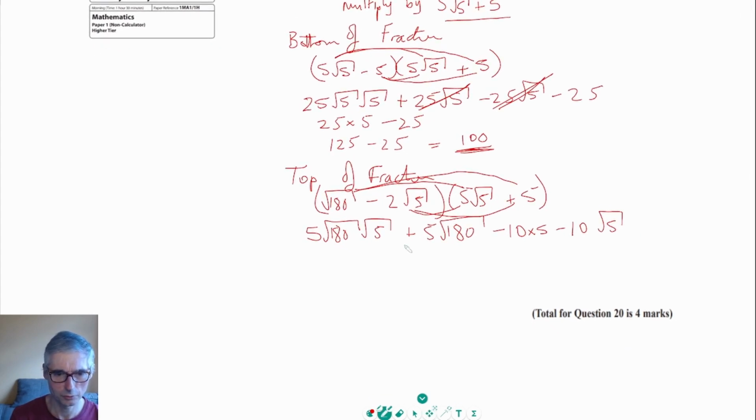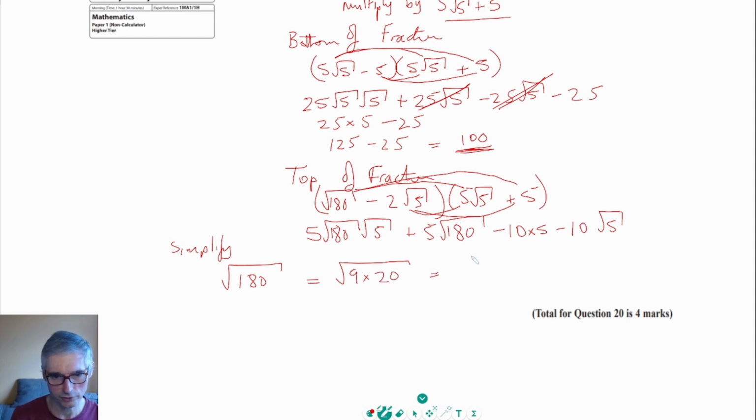So what I'm going to do is try and simplify the root 180 there. Now root 180 is another surd, so we're going to simplify this surd here. I'm going to look for square numbers that are factors of 180. The first thing I could do is take out 9, so I could write 180 as 9 times 20.